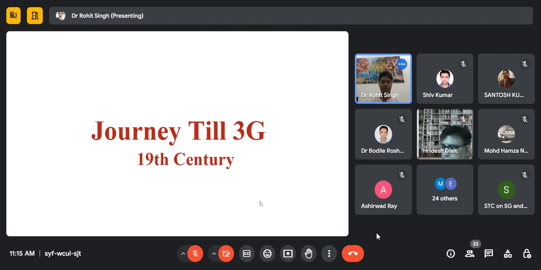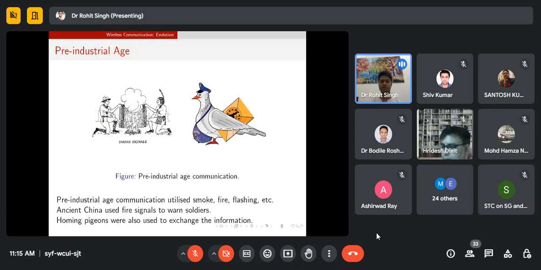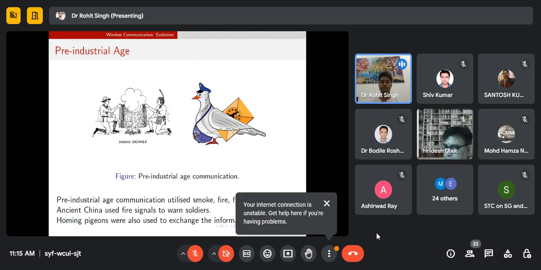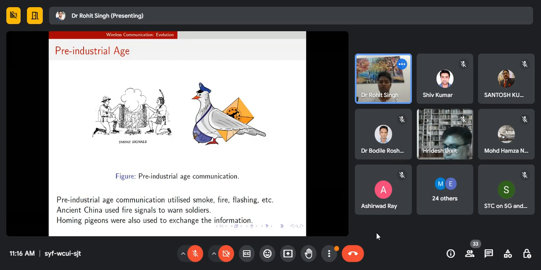Any more doubt? Okay. So I think we can go ahead towards the journey of wireless communication. So how it has been started. In this figure we depict how communication started back in the pre-industrial age. The communication was done through some signaling known as fire, or through homing pigeons. Those could be used to transmit some sort of attention signals, or we can say some sort of small mailing through the pigeons.